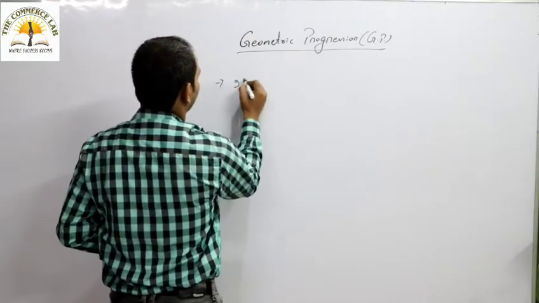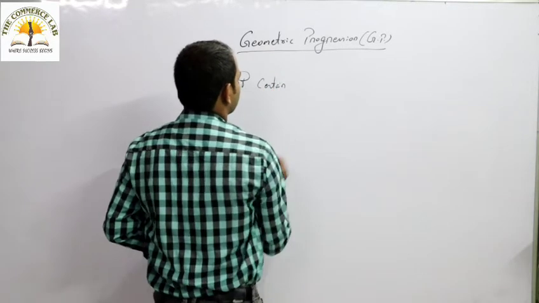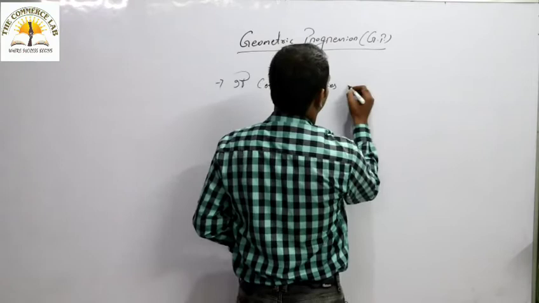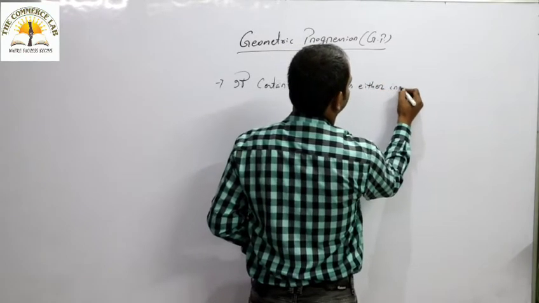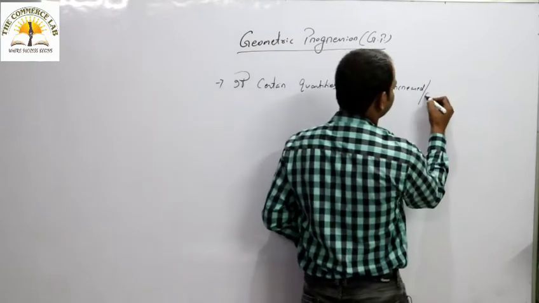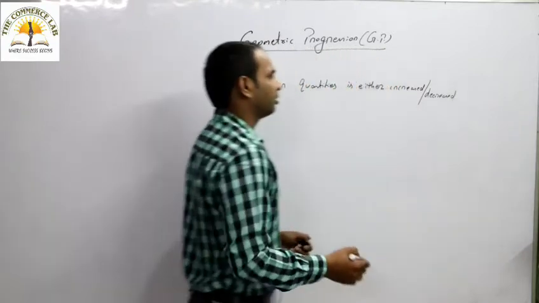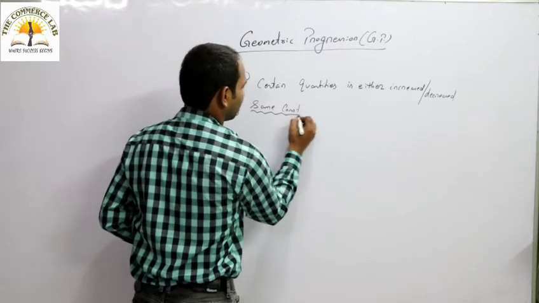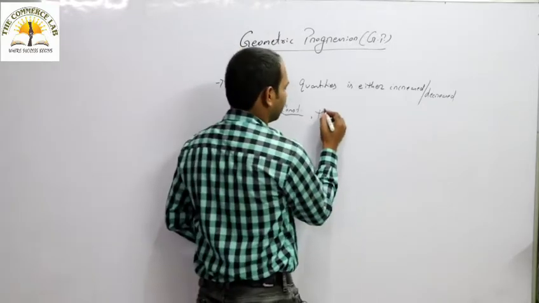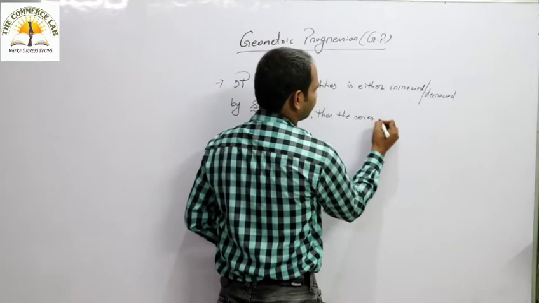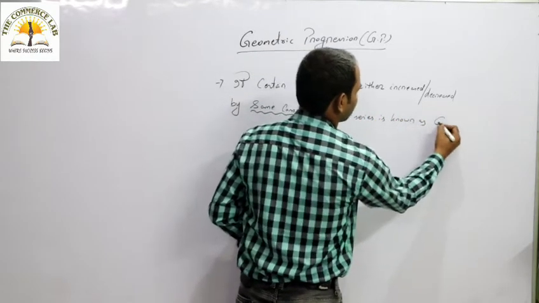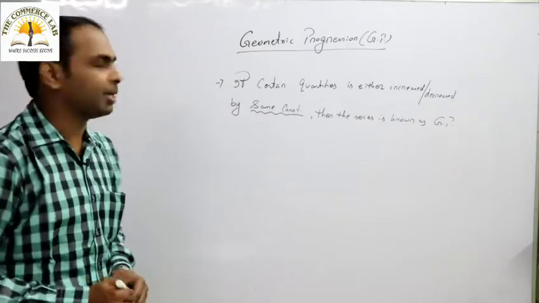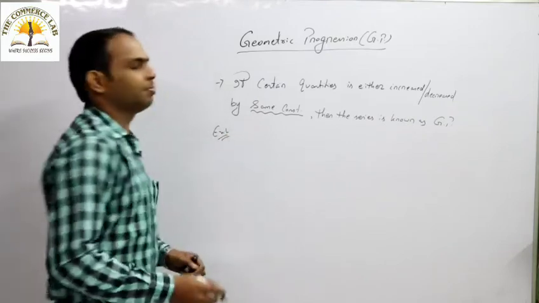So what is the definition? If certain quantities are either increased or decreased by the same constant, then the series is known as geometric progression or GP. So what is the example of GP?